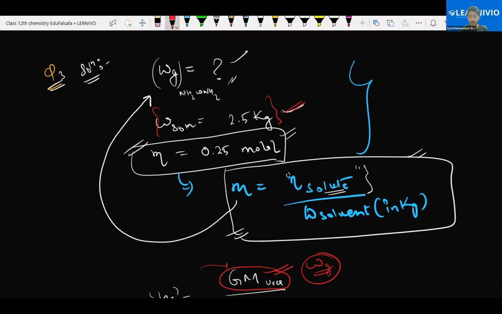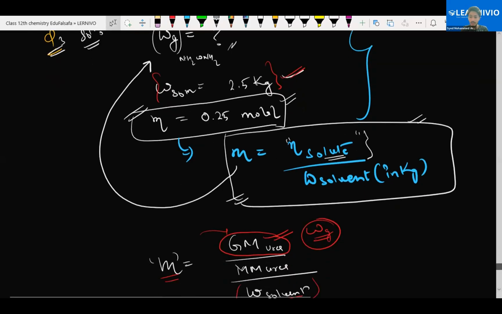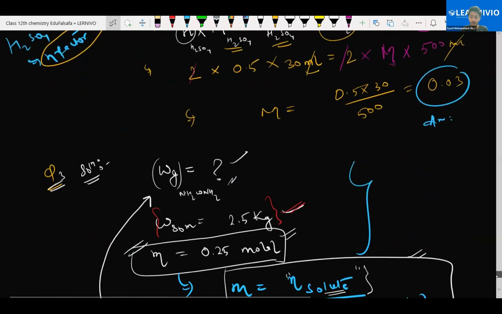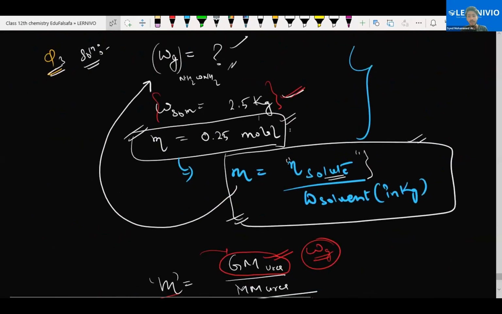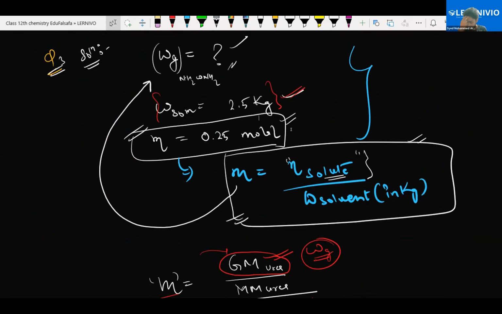But in the denominator, the thing which is present in the formula is the weight of the solvent, but I am given the weight of the solution. So you need to find the weight of the solvent. So how can you find the weight of the solvent? So we can apply that formula, weight by weight percentage, weight divided by weight.